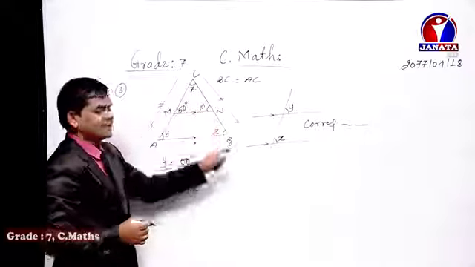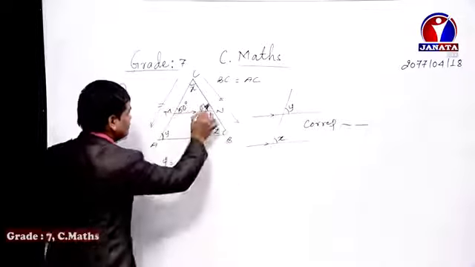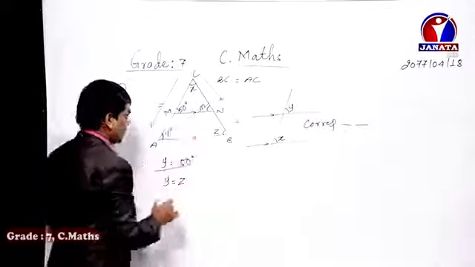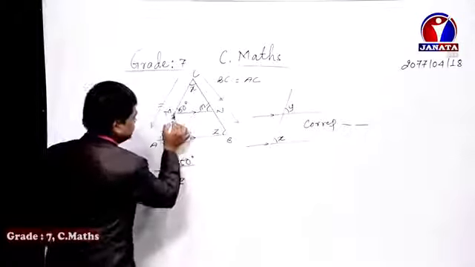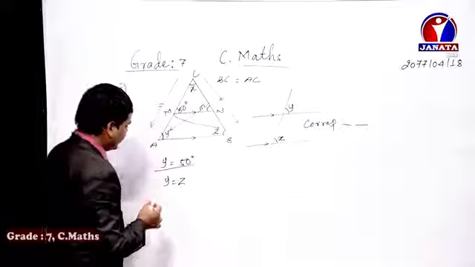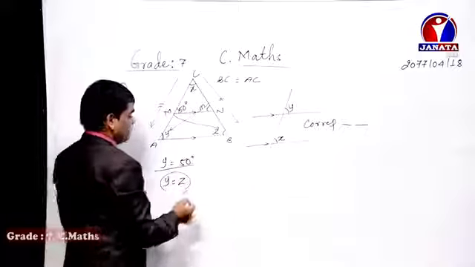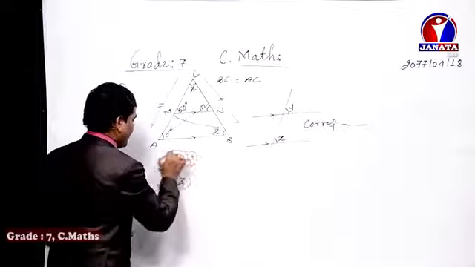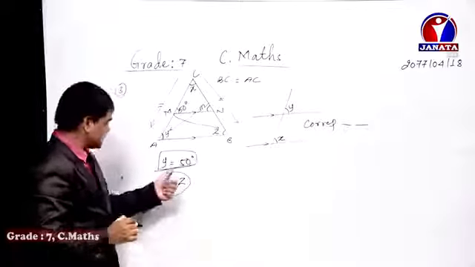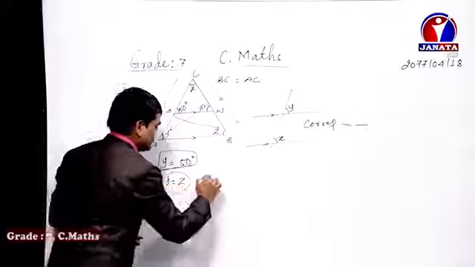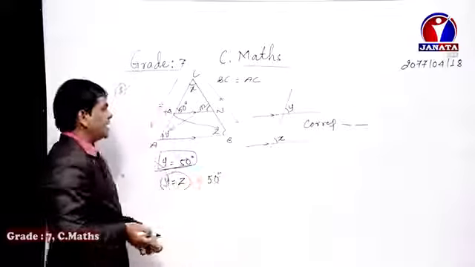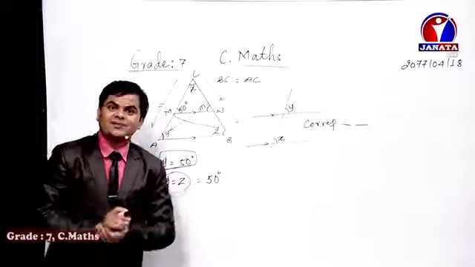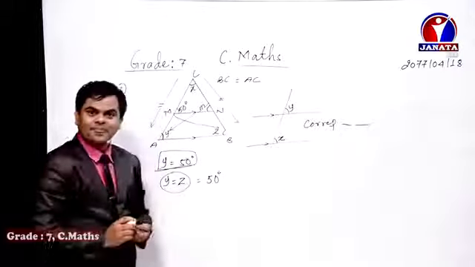AC equals BC means opposite to the equal sides: BC's opposite is Y, and AC's opposite is Z. That's why Y and Z are equal to each other, being base angles of an isosceles triangle. The value of Y we got is 50 degrees. Now Z also becomes 50 degrees. Both angles are equal to each other. Now how to find the value of M?